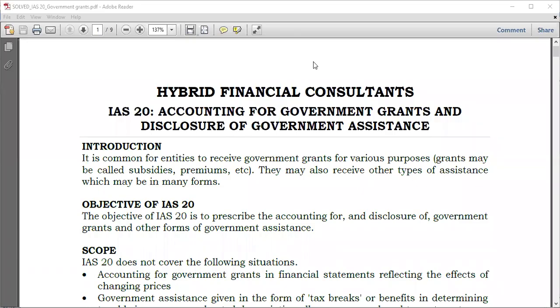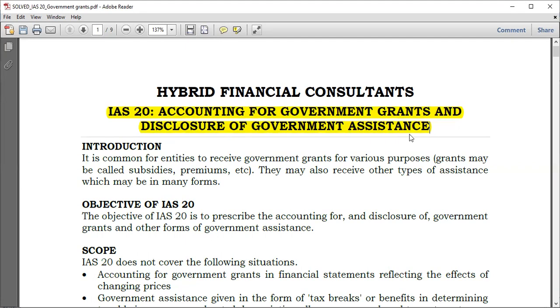All right, so now we start the new standard, IAS 20. IAS 20 speaks of accounting for government grants and disclosure of government assistance. You can be doing something in your business, but the government may be somehow involved. If it is involved, maybe there are funds or resources that flow to you from the government.